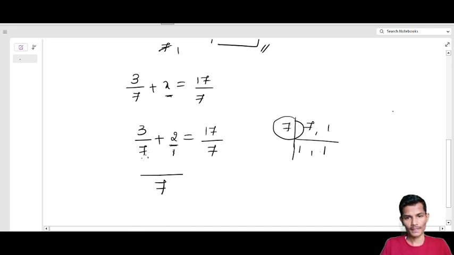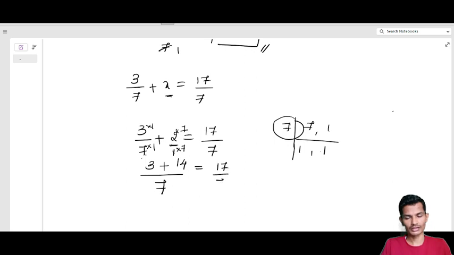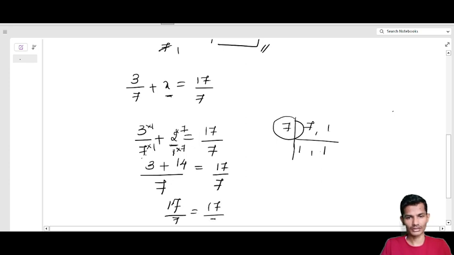So 3. In the table of 7, 7 1s are 7, so I am multiplying 3 with the 1 only. So 3 1s are 3. In the table of 1, 7 will come at 7 1s are 7, so I am multiplying here also with 7. 7 2s are 14, and 14 plus 3 is 17 by 7 equals 17 by 7.